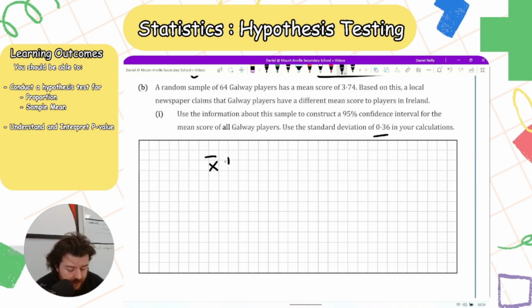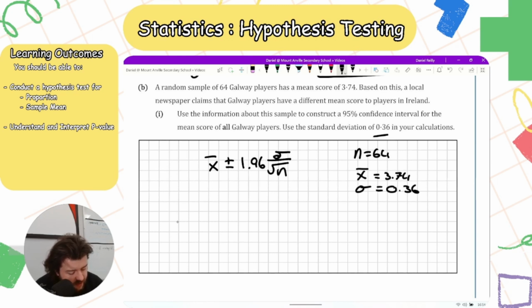That's going to be x hat plus or minus 1.96 standard deviation over square root n. So a random sample of 64 players from Galway have a mean score of 3.74, and my standard deviation is 0.36. That is 3.74 plus or minus 1.96 times 0.36 over square root of 64.